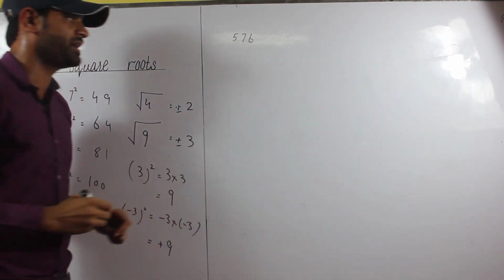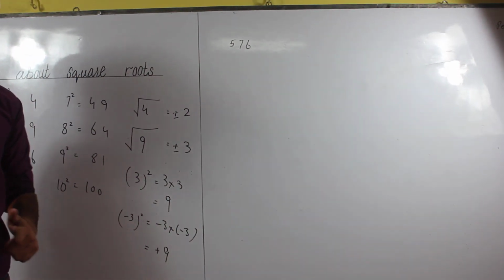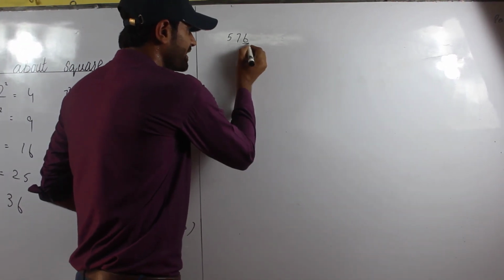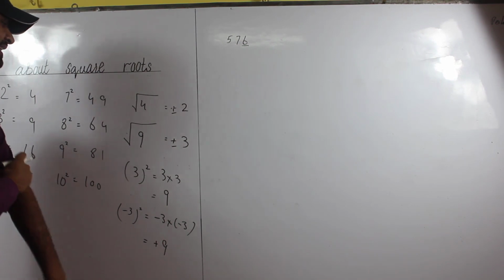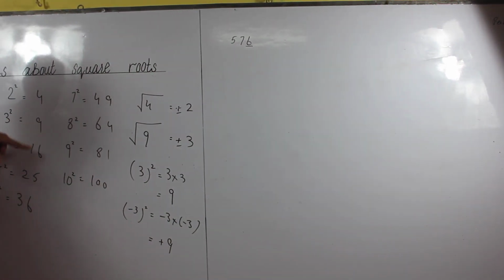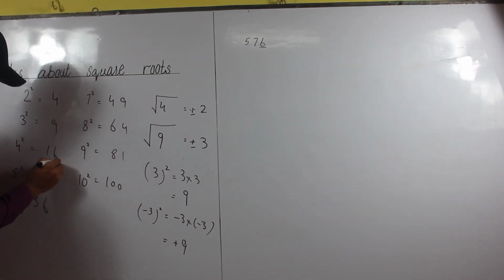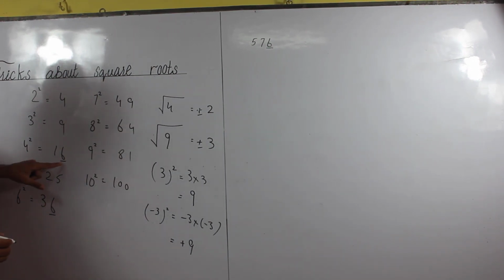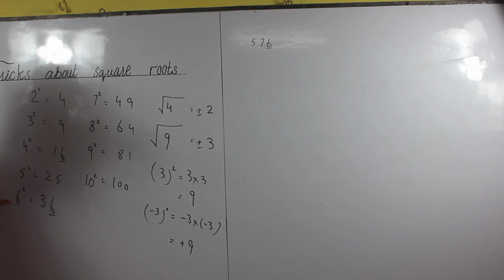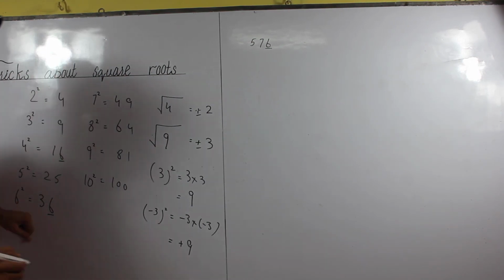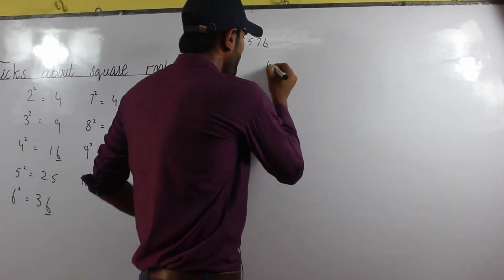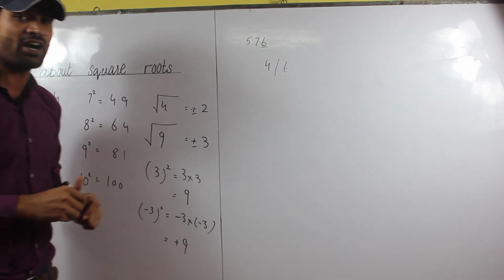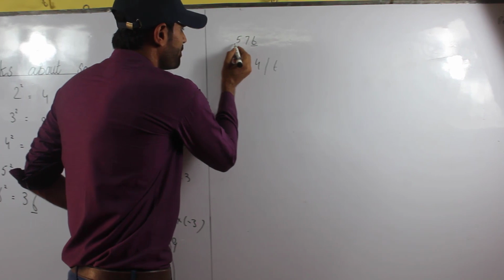576, I choose this number, which is a perfect square. And how do I find its square root? First I check its last digit, that is 6. Then I check which numbers' squares end with 6. Square of 4 is 16, last digit 6. Square of 6 is 36, last digit 6. So the last digit may be 6 or 4.